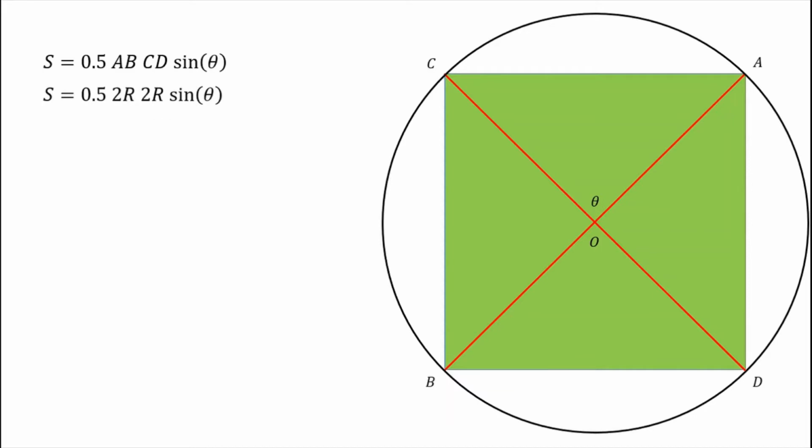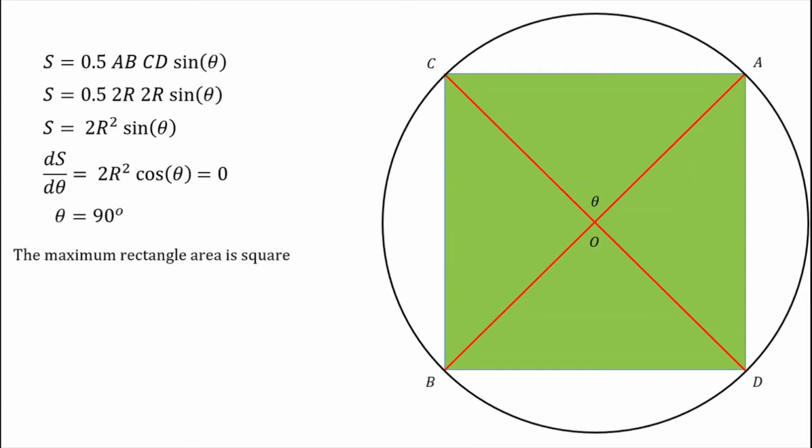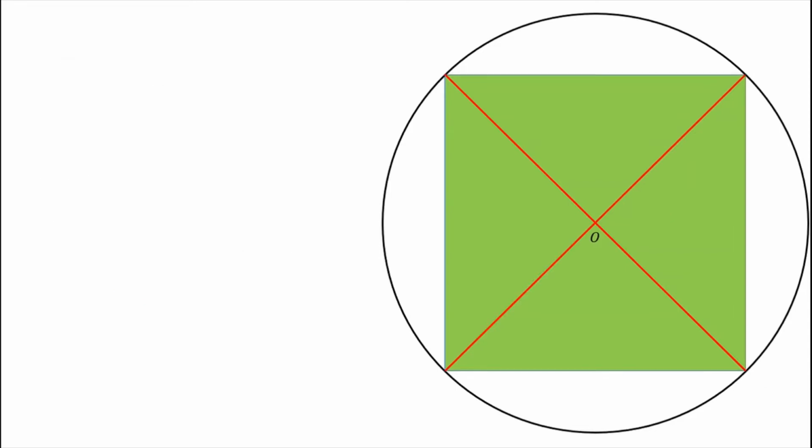By varying theta, the rectangle area changes, so we take the derivative with respect to theta: dS/d theta equals 2r squared multiplied by cosine theta. By equating the derivative to 0, the angle that gives the maximum area is 90 degrees, which means the largest rectangle that can be drawn inside a circle is a square, and the largest area is 2 multiplied by r squared. What about the largest rectangle area confined between the circle arc and the square?